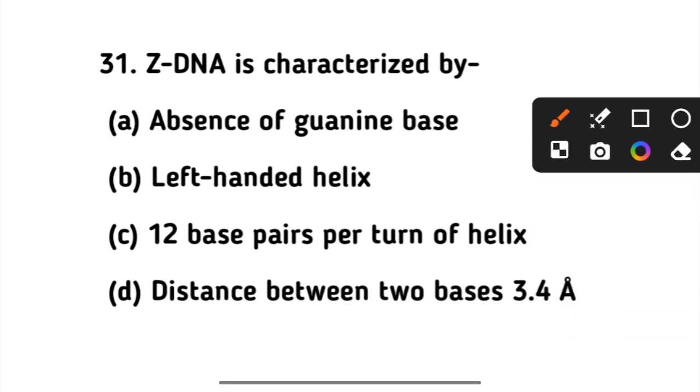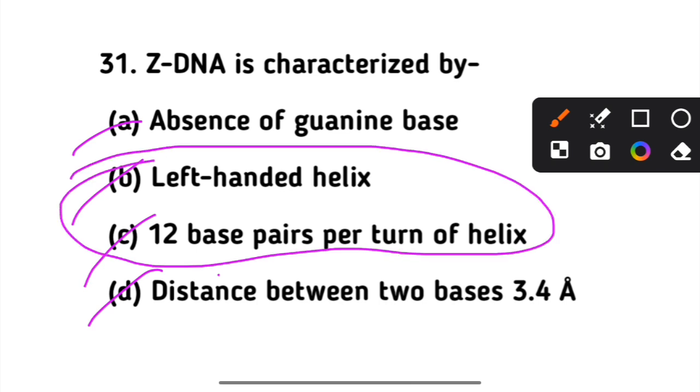Z-DNA is characterized by absence of guanine base, left-handed helix, 12 base pairs per turn of helix. Option D, distance between two bases 3.4 A. Z-DNA is characterized by, options B and C are both correct. Z-DNA is characterized by left-handed helix, 12 base pairs per turn of helix.